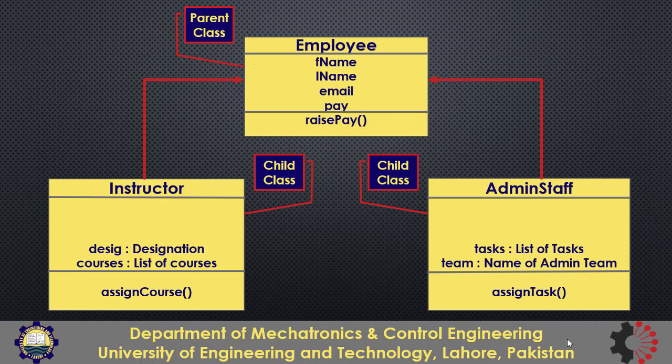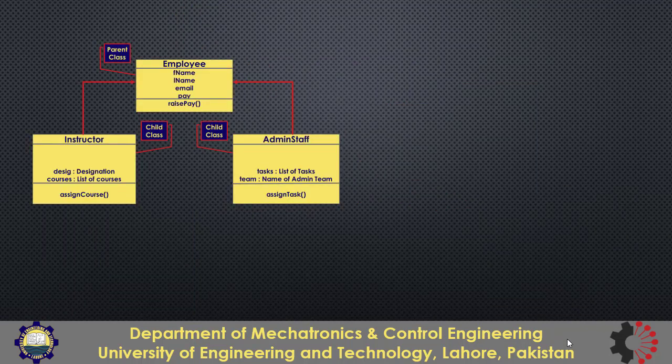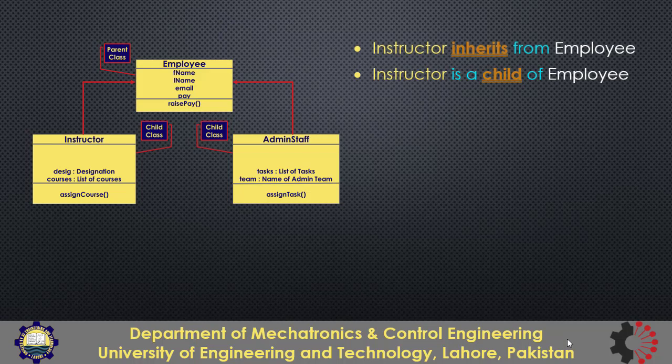A child class inherits all attributes and functionalities of its parent class, and it can have its own functionalities which are not present in the parent class. Before we start coding this concept, let's first see the different terminologies used for class inheritance. For the Employee and Instructor classes, we say that Instructor inherits from Employee, or Instructor is a child of Employee, or Employee is a parent of Instructor.